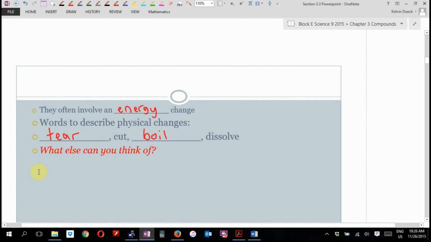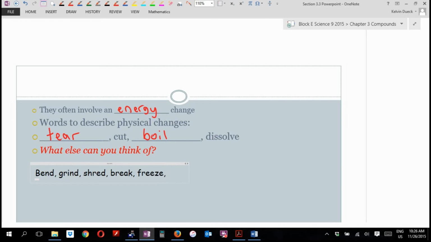Can you give me some other words that you think might be physical changes? Brew. Brew? Yeah. Actually, that usually involves a chemical change because there's chemicals going on and changing. So we're going to come back to that one. Bend. Grind. Shred. Break. Freeze. Destroy? Depends what you mean by destroy. Rip into small pieces, that's a physical change. Completely destroy, usually that would imply you're breaking the chemical bonds. So I'm going to argue with that one too.